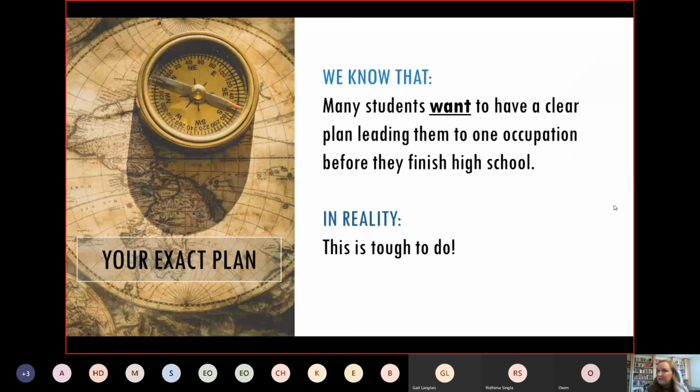I know that can be really hard because people do want to have an idea. Most of the time when I work with students, they say, no, I just want to have one thing and I want to go for it and I want to just go towards it and it'll be an easy, straight line. But in reality, that's really tough to do.